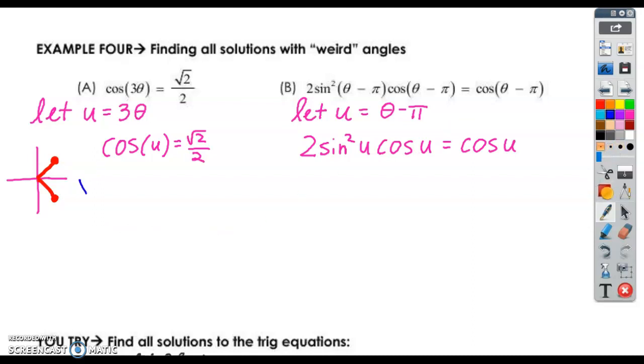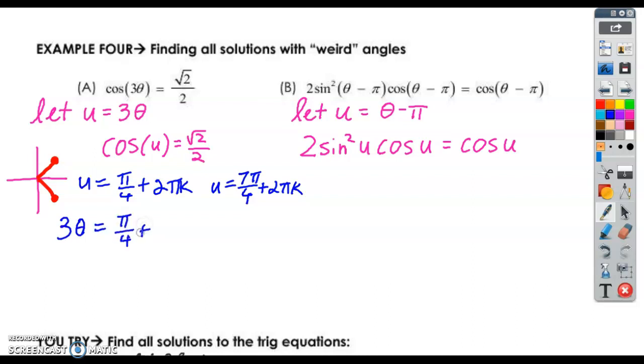Okay, so not x, u. u equals pi over 4 plus 2 pi k, and u equals 7 pi over 4 plus 2 pi k, right? Now those are the solutions if that was u. However, that u is actually a 3 theta. So we're going to resubstitute our 3 theta back in there and just rewrite the whole equation.